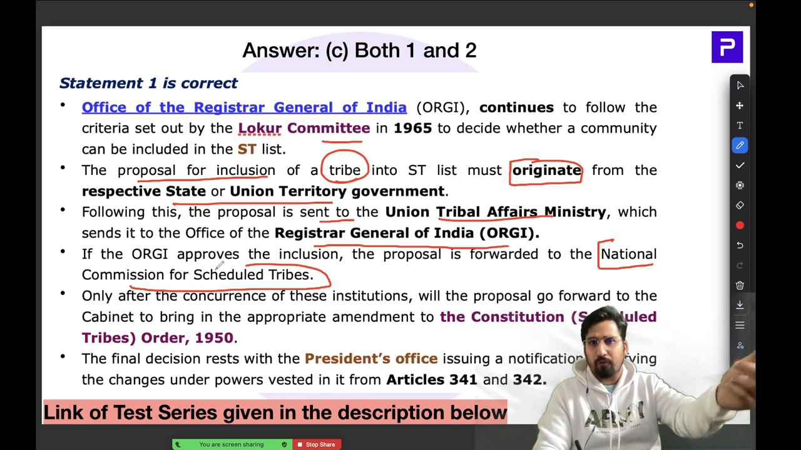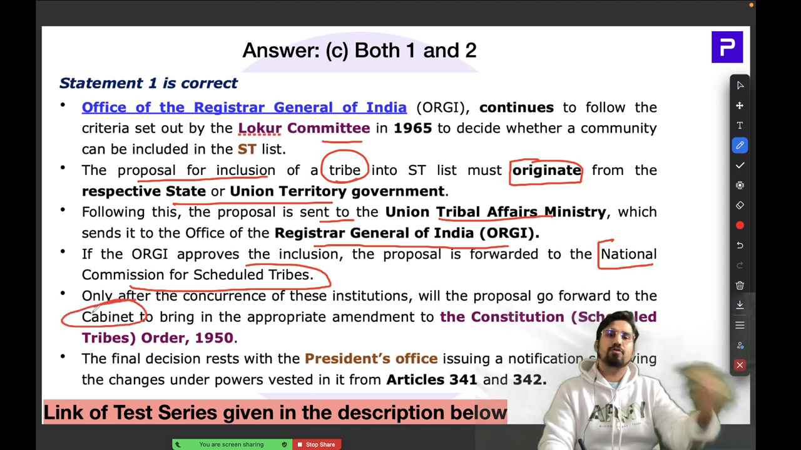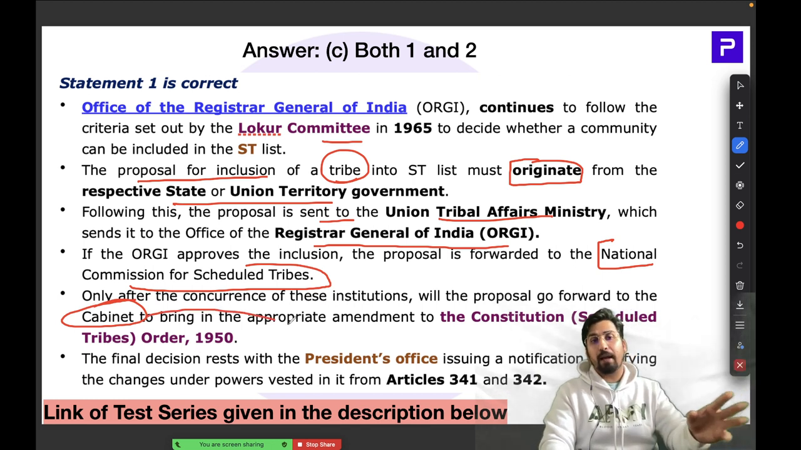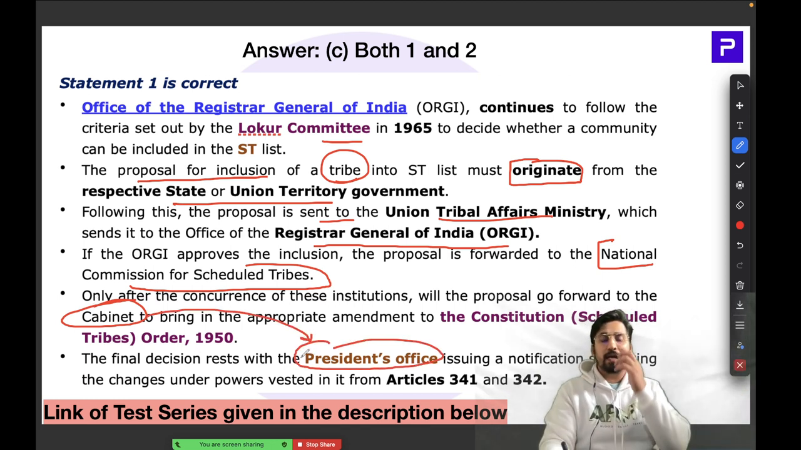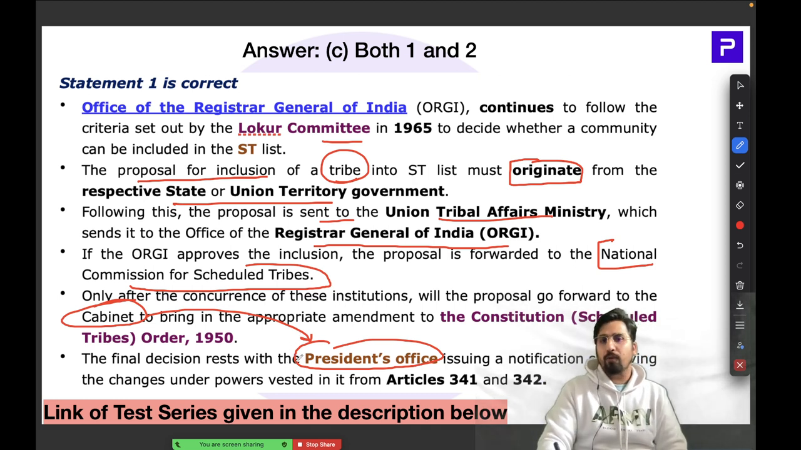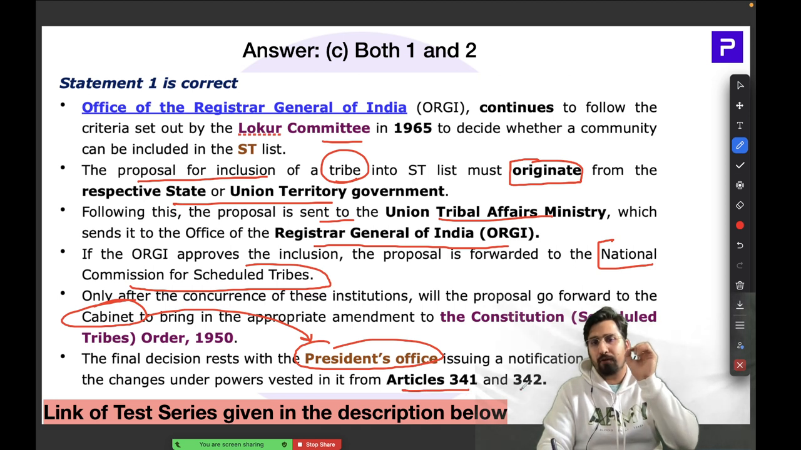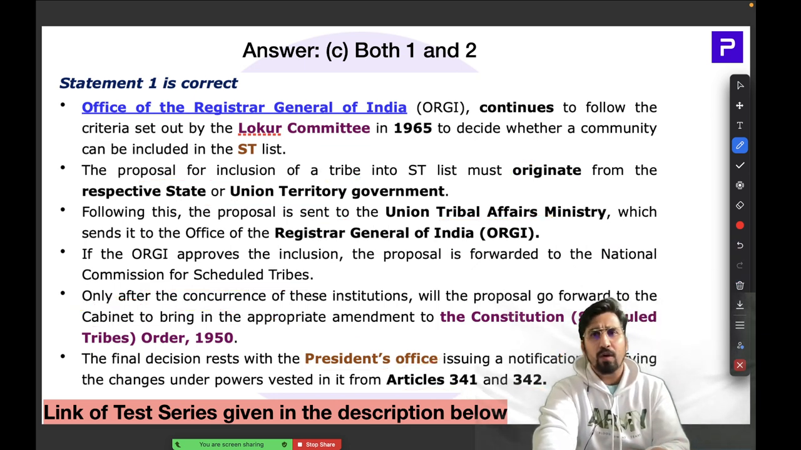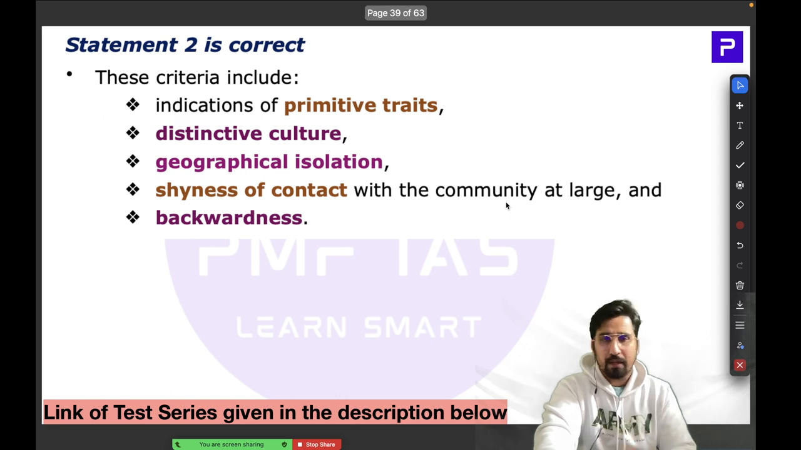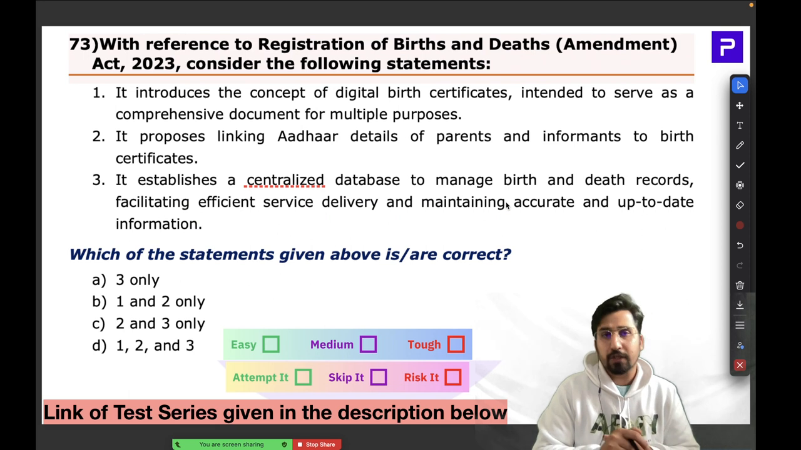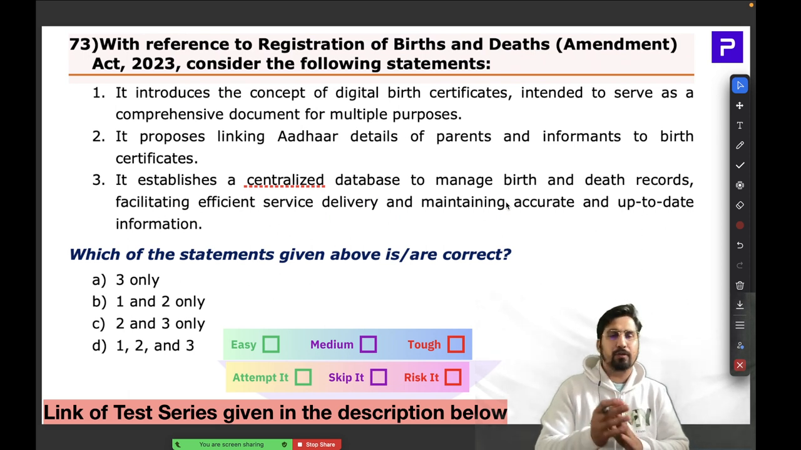The National Commission for Scheduled Tribes is going to approve and let that proposal go forward to the cabinet. Then the cabinet has to recommend and approve that particular demand. And finally, from the cabinet, the request goes to the president's office, and he has the final power to issue the notification, changing Articles 341 and 342, where we have the ST list and all the benefits included. So the whole process is important. You never know, you may be asked about the process also. So be a bit careful about it. Question number 73 was with respect to the Registration of Births and Deaths Amendment Act 2023.